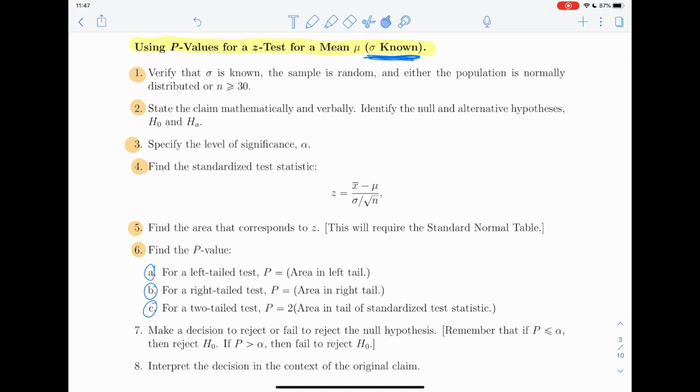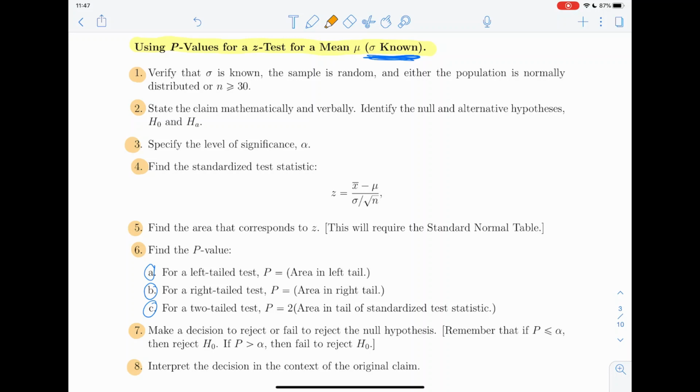Once you have your p-value, you compare it to your level of significance and you conclude whether you reject or fail to reject the null hypothesis. And then finally, based on whether you rejected the null hypothesis or not, you can interpret what happened within the context of the original claim. This 8-step process is what we're going to follow in order to make sense out of real-life applications. It's a little complicated, but once you do it a few times, it starts to make a little bit more sense.